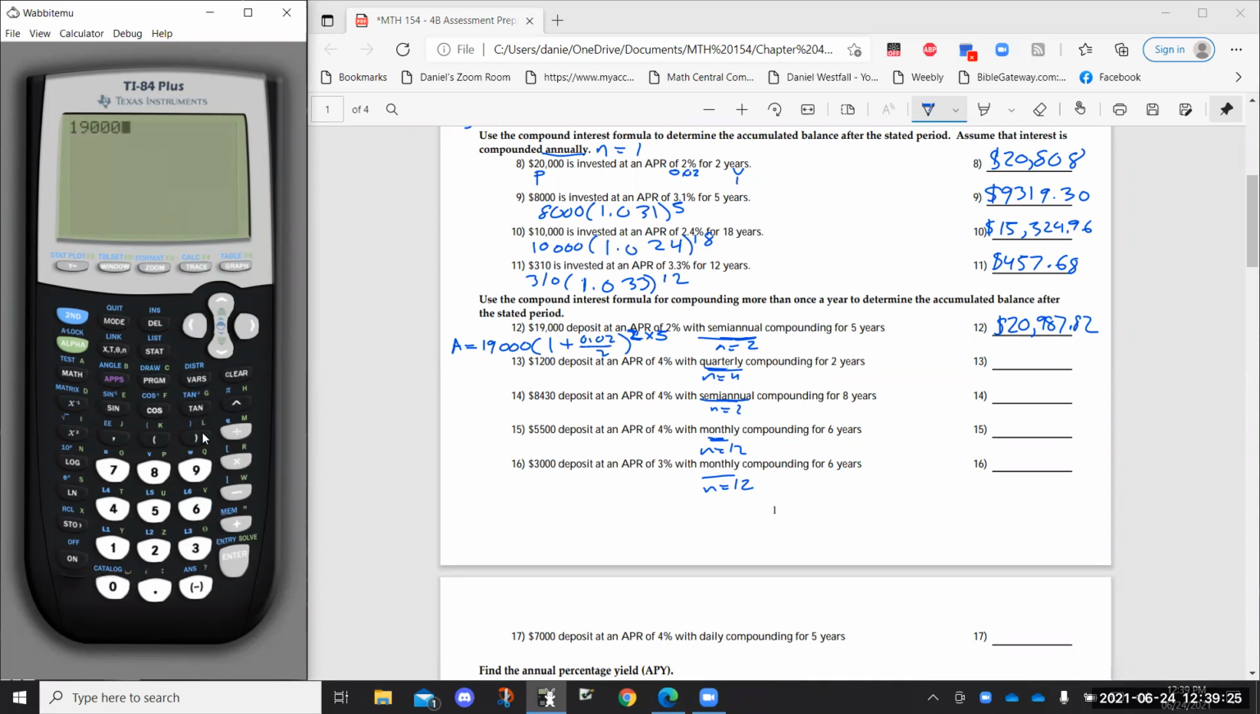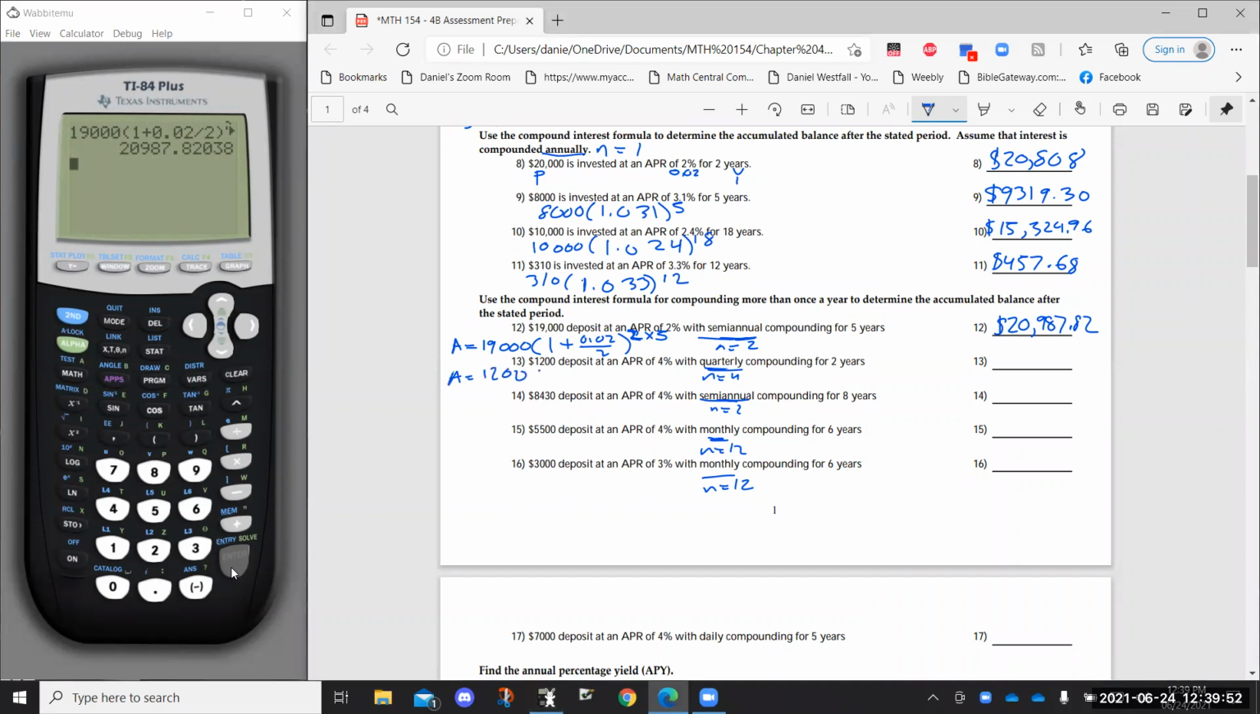19,000 times 1 plus R over N to the N times Y, and we get that answer. So go ahead and I'll just write down what the setup is for all these problems.